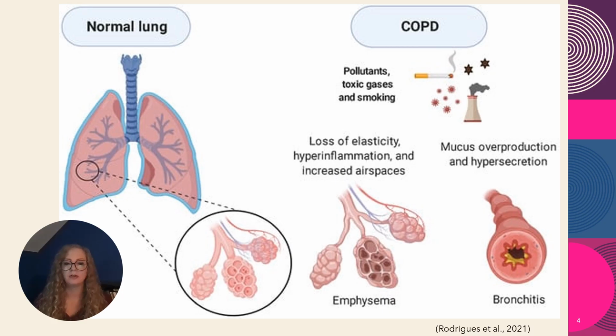And then in the middle are the alveoli or the air sacs, and you can see how they're damaged. And also that's what causes impaired gas exchange. So this is what's going on within the lungs of a COPDer.